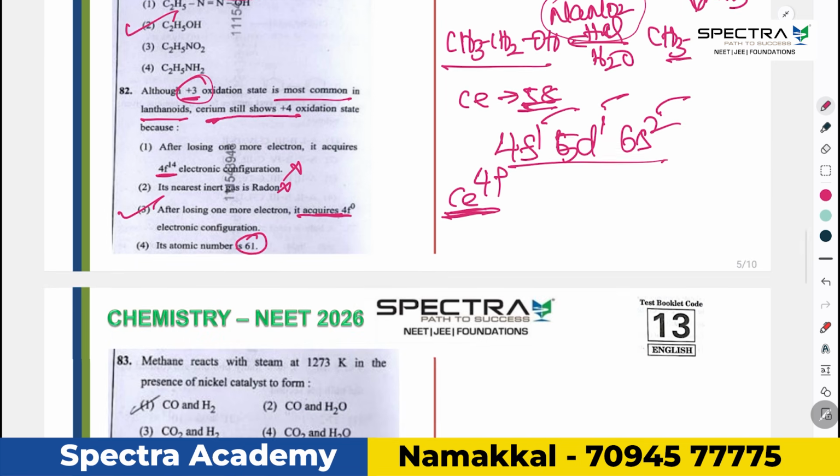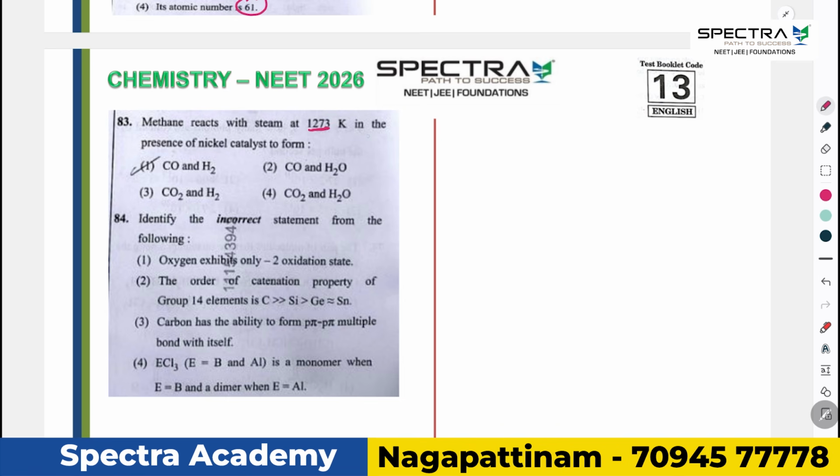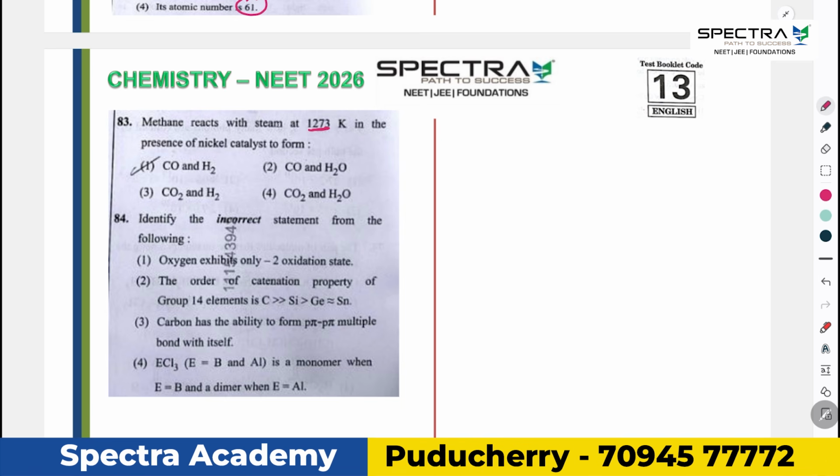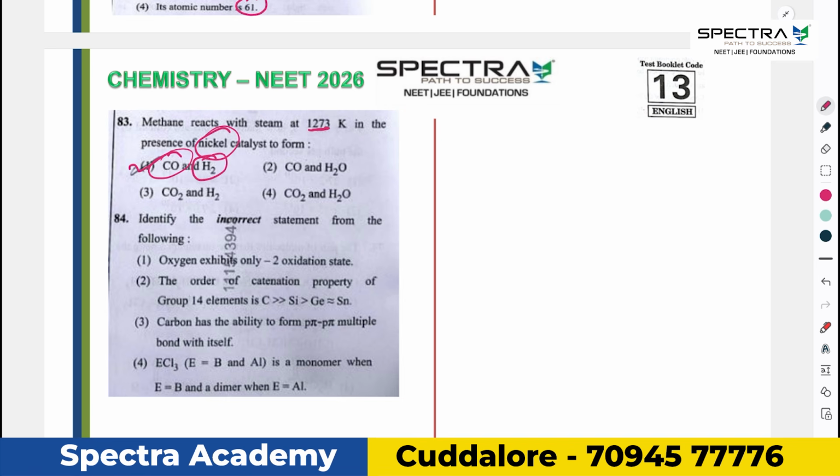Okay, moving to the next question, 83. This is a direct question. Methane reacts with steam at 1273 Kelvin in the presence of a nickel catalyst to form. Methane on heating in the presence of nickel gives carbon monoxide and hydrogen. Option 1 is the correct option. That is a straight question only, and there is no explanation or formulas needed. In the presence of nickel, methane reacts with steam and forms carbon monoxide and hydrogen.